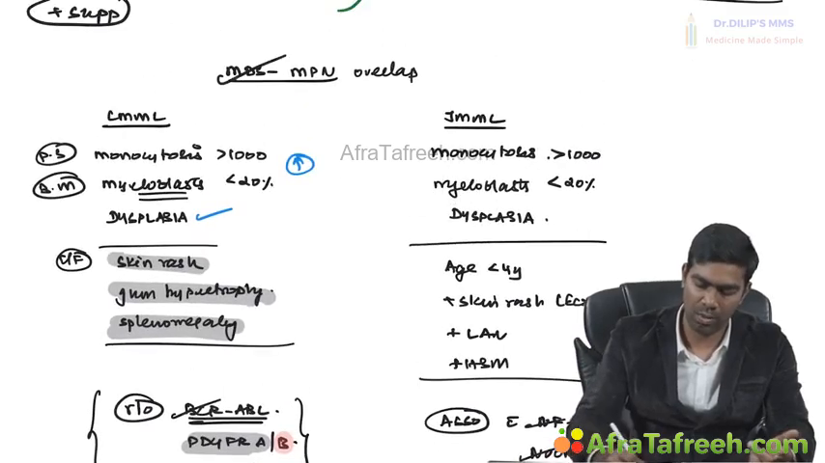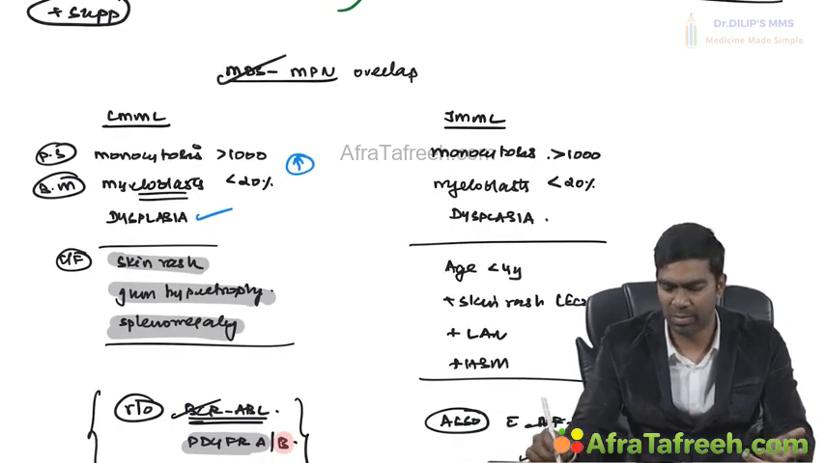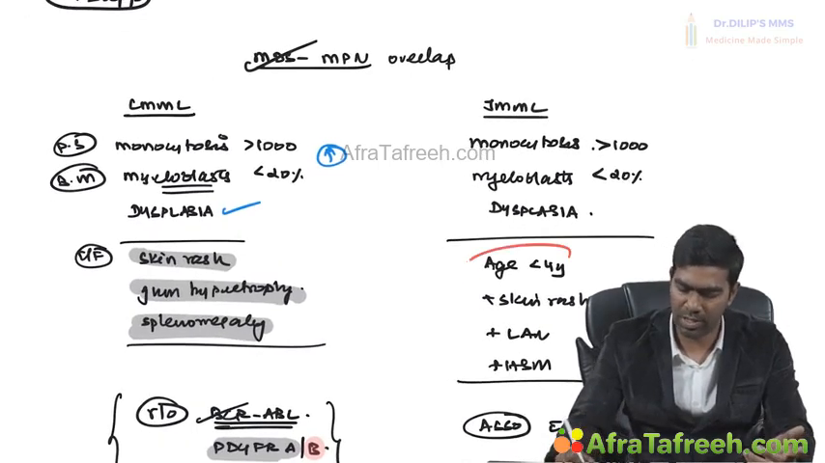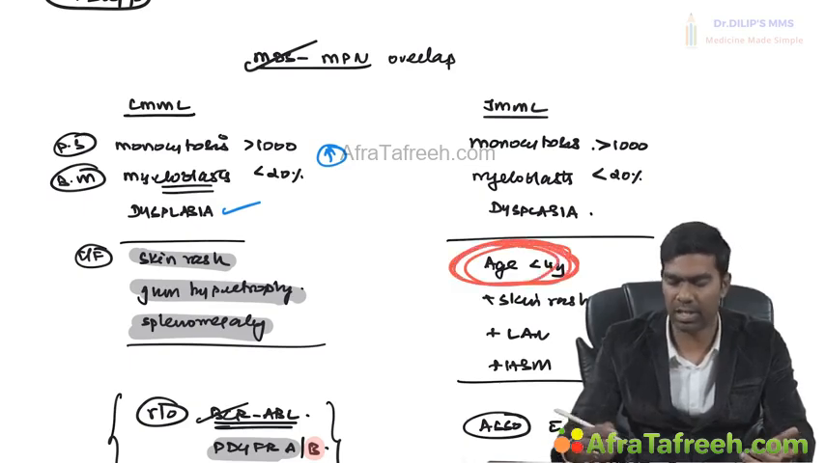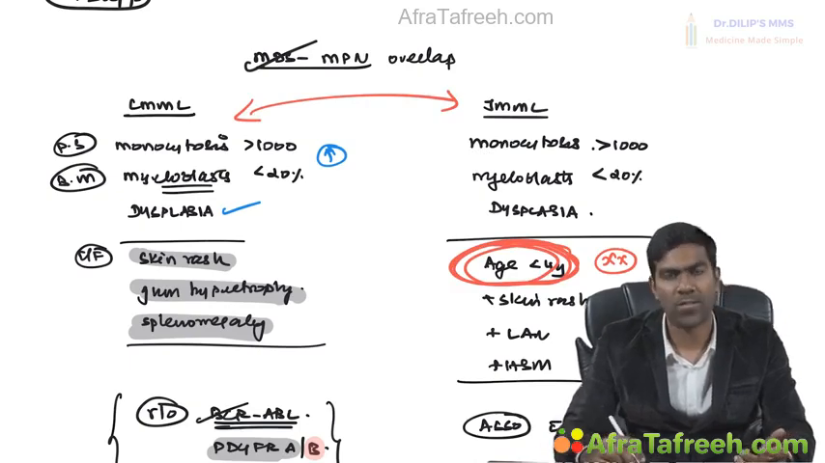So these are the two MDS and MPN overlap disorders. Both have relatively similar features. Remember, monocytosis, myeloblasts, but see the age. Actually, presentation may be the same. See the age. That is the clue for differentiating between these two. Otherwise, they will be similar.